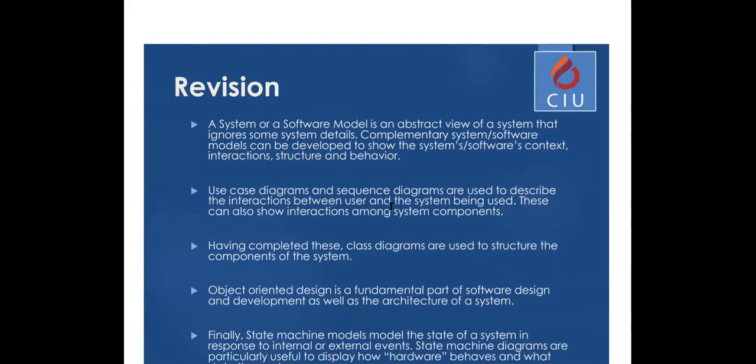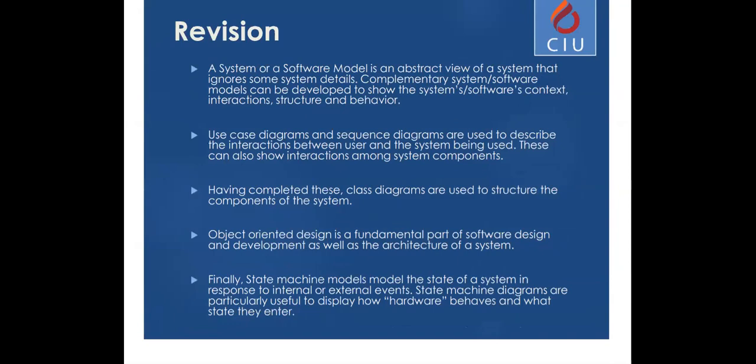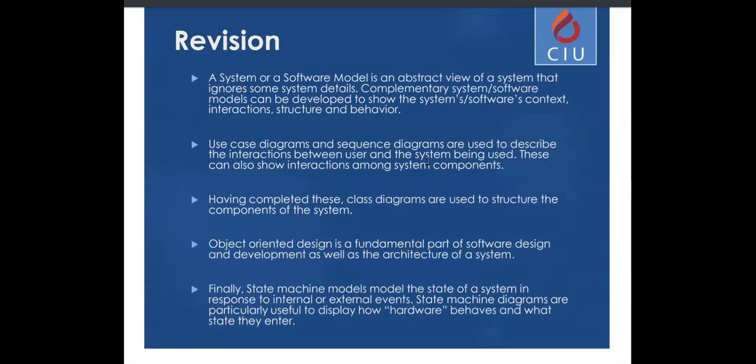So just to repeat what we covered in this chapter: a system or software model is an abstract view of a system that ignores some system details. It is not an alternative representation. It is an abstract view, which means many details could be hidden. Complementary system or software models can be developed to show system software context, interaction, structure, and behavior. And we saw how to do this with different graphs.